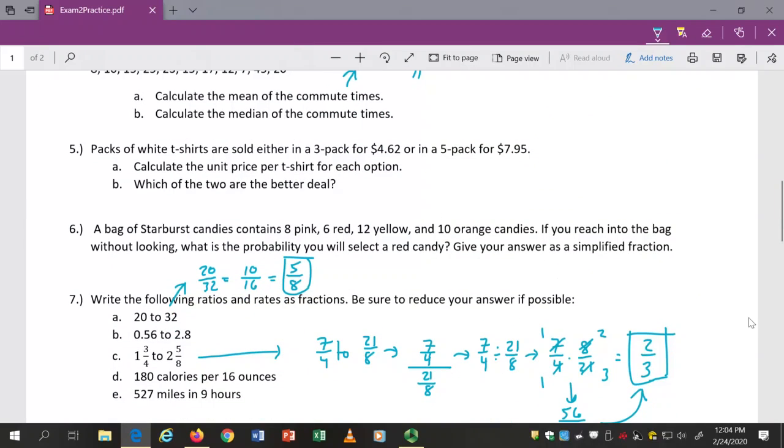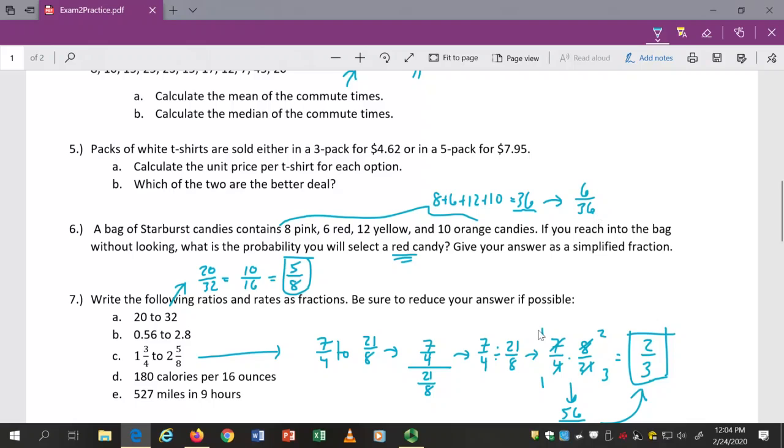For probabilities, they're always just fractions. So my question is, what's the probability you get red? To do a probability, the first thing we have to do is figure out how many total there are. So you just add them up, and that'll give you your total. So that's going to be 36 total. And then the probability of red, well, there are 6 red out of 36.